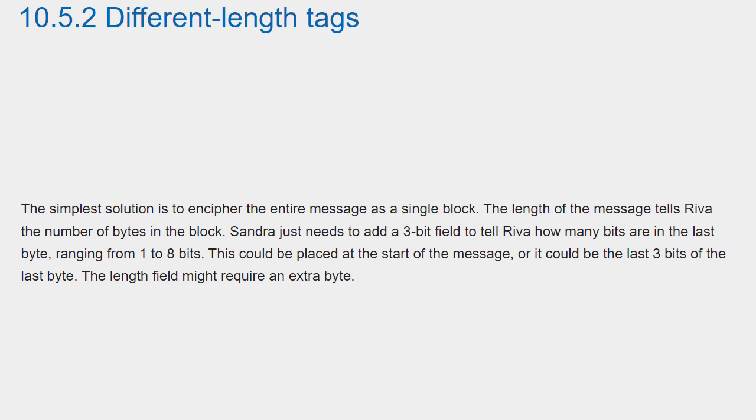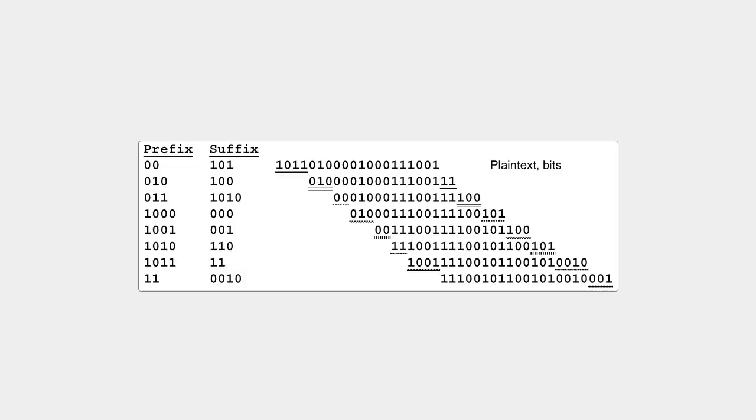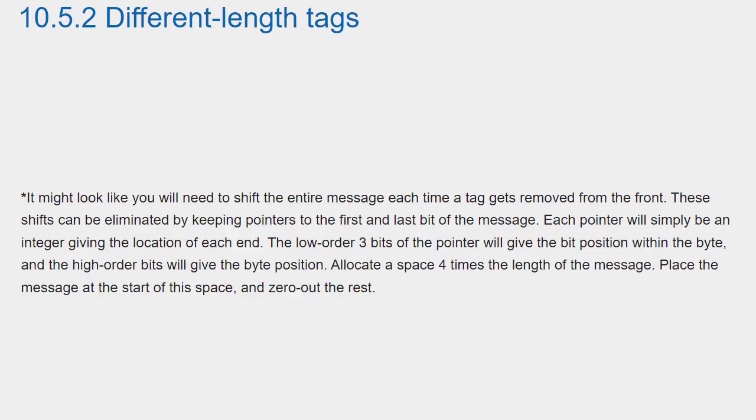Sandra just needs to add a 3-bit field to tell Riva how many bits are in the last byte, ranging from 1 to 8 bits. This could be placed at the start of the message, or it could be the last 3 bits of the last byte. The length field might require an extra byte. Here is an example of different length post-tag encipherment. Each prefix tag and its resulting suffix tag have matching underlines.